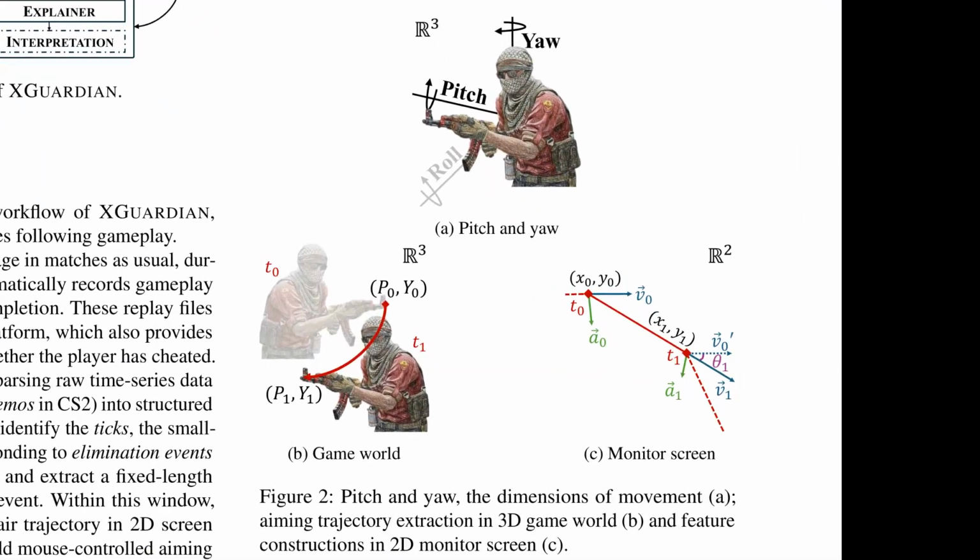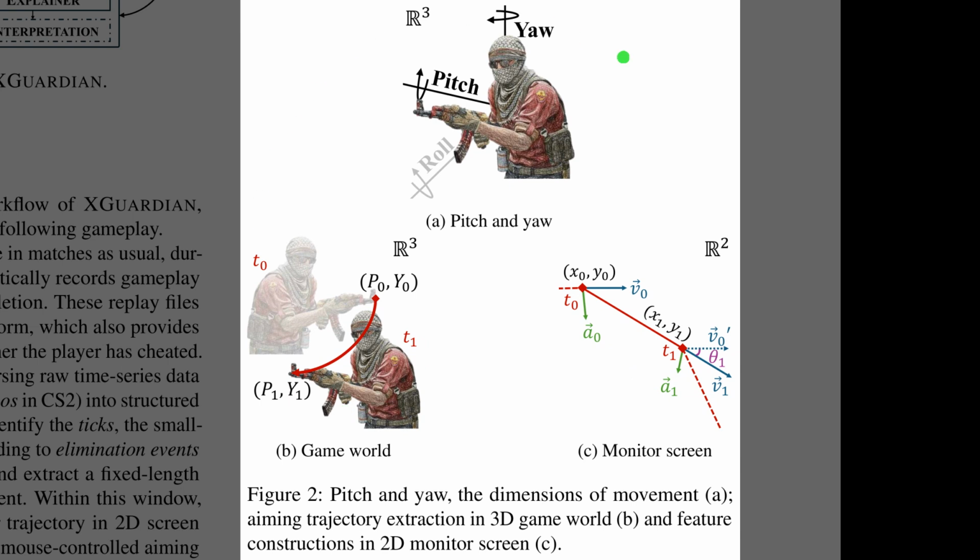So Figure 2 illustrates the core data transformation that makes this possible. The top diagram, Panel A, identifies the raw inputs, the player's pitch and yaw angles in the 3D game world, while the grayed out roll axis is ignored since it doesn't affect aiming. In the bottom left, Panel B shows how the system tracks the change in these angles from time t0 to t1. Finally, Panel C on the right demonstrates how this 3D movement is mapped onto a 2D monitor screen plane, allowing the model to calculate critical features like velocity, acceleration, and angular changes.